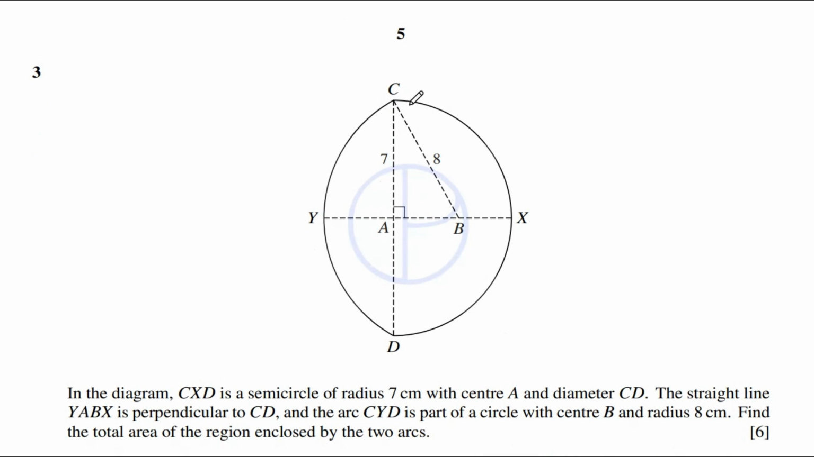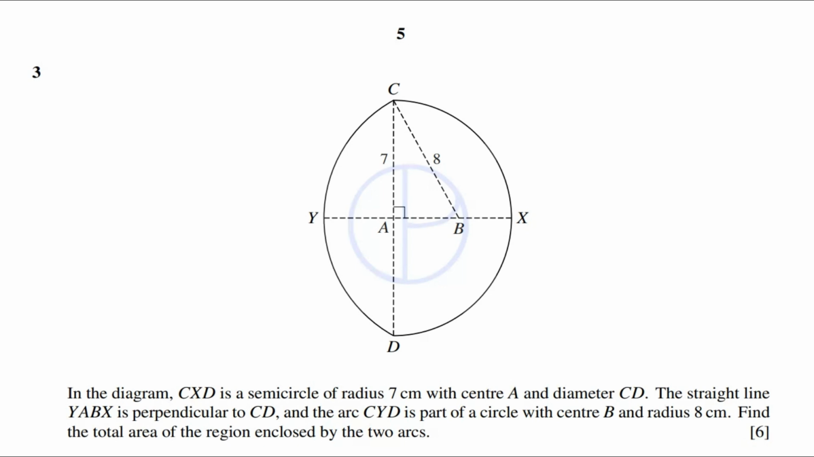The next question is: in the diagram, CXD is a semicircle of radius 7 cm with center A and diameter CD. The straight line YABX is perpendicular to CD. And the arc CYD is part of a circle with the center B and radius 8 cm. Find the total area of the region enclosed by the two arcs.